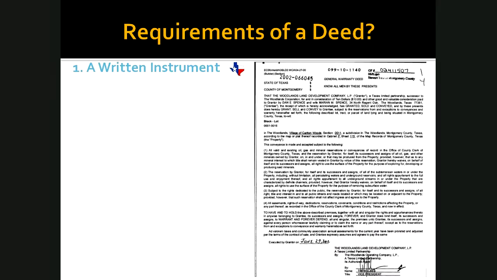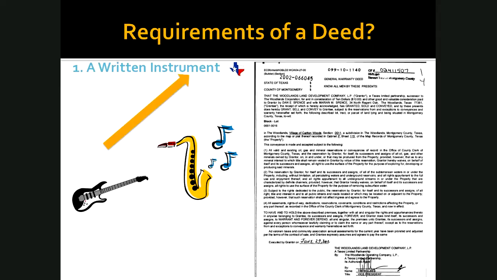So written instrument, right? So this is pretty self-explanatory. You have to have a written document. So when we say instrument, we're not talking about musical instruments, right? We're talking about a written document. So when you hear the term instrument, because that's what is used in real estate, we're talking about a document.